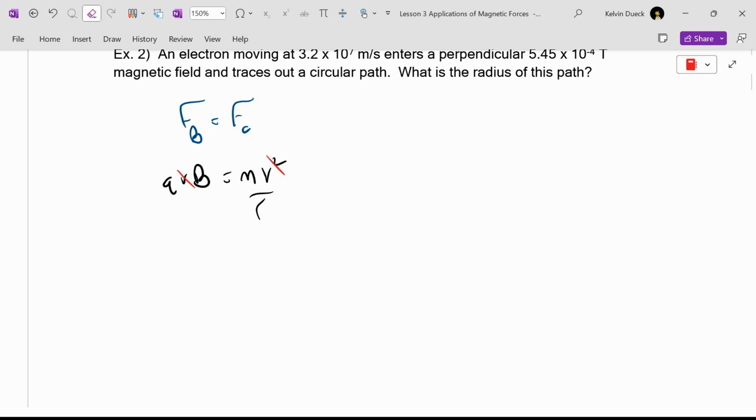Now what we could do, we could observe the radius and we could solve for the magnitude of the charge or the mass of the object. So this is a very, very powerful tool we have when we're looking at particle physics.